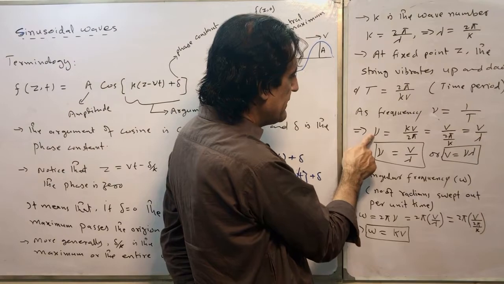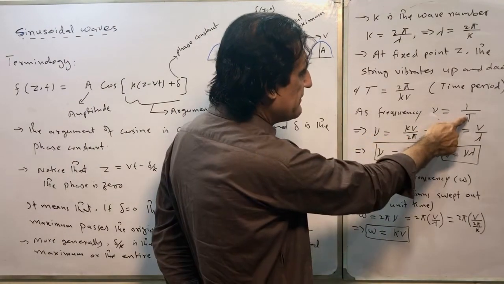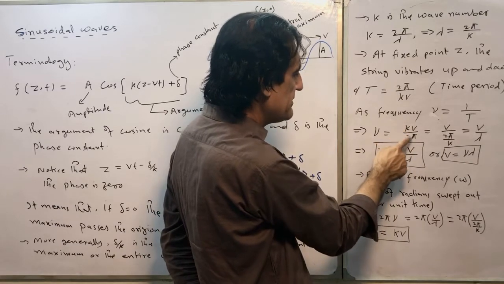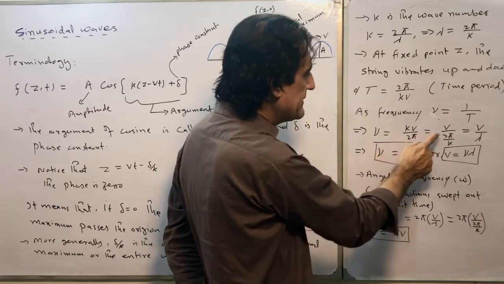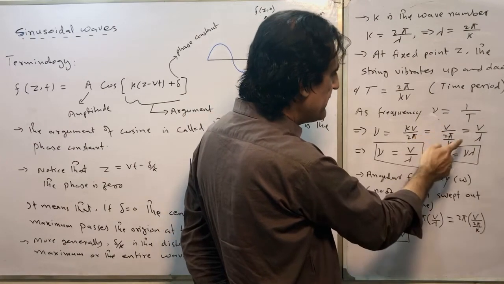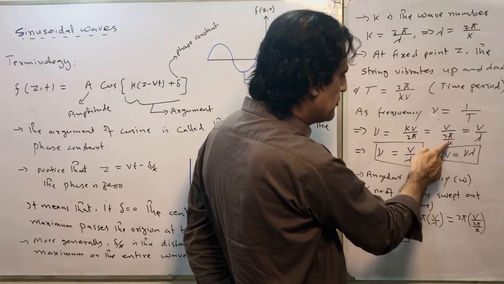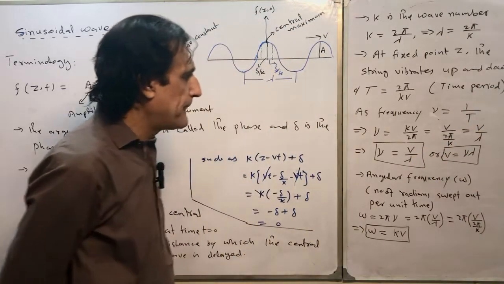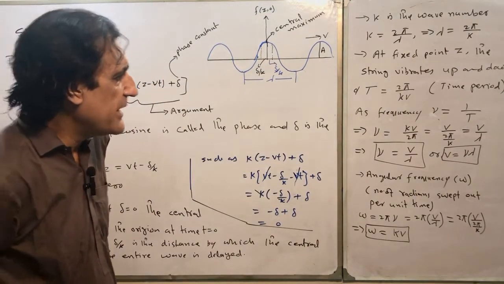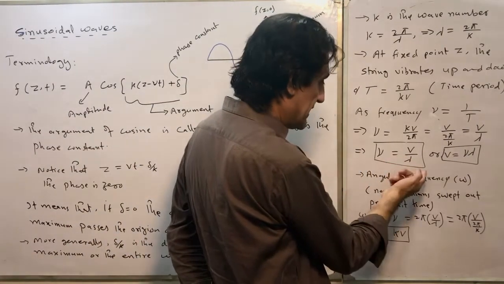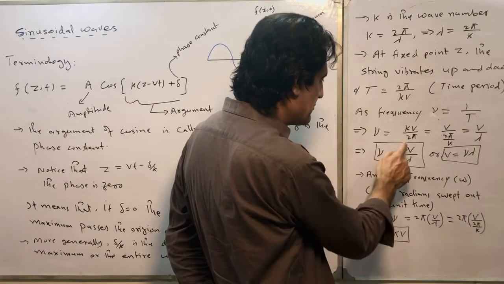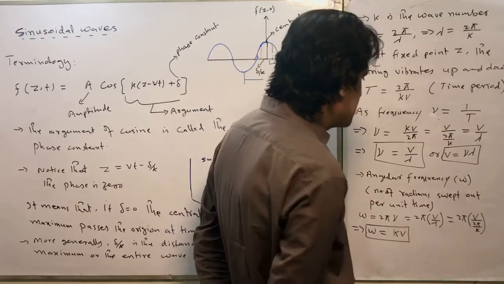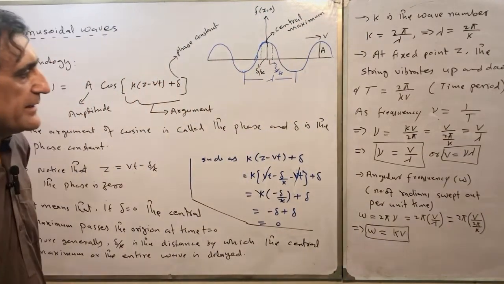and then nu, putting the value of T as 2 pi divided by kv, is equal to kv divided by 2 pi, which is v divided by 2 pi over k, which is equal to v divided by lambda. So this is a very easy mathematical expression: nu is equal to v divided by lambda, or v is equal to nu lambda. This is a very special equation in waves.